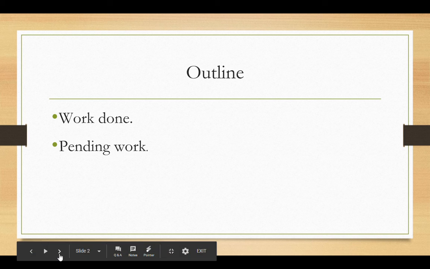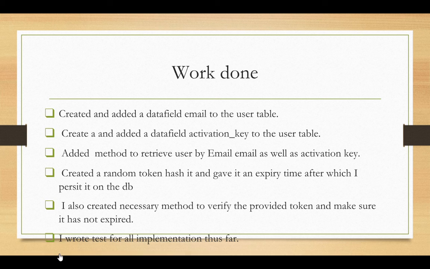Moving straight to the work done, I have so far been able to create and add a data field named email to the user table. Then I also created and added a data field, activation key, to the user table. By creating these data fields, I mean the necessary modules have already been created.